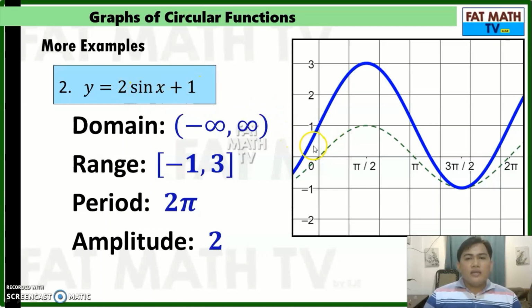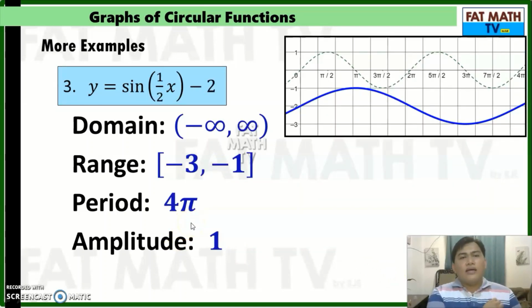So the graph is going to be shifted 1 unit upward and stretched also. Okay, so domain still the same. The range will be from -1 to +3. And then the period is 2 pi over the number here. So there's no number here, so it's 1. So 2 pi over 1 is still 2 pi. Meaning to say one complete cycle will be obtained every 2 pi units. And the amplitude is 2. So the absolute value of the number here is the amplitude. So that's 2. So the graph will be like this.